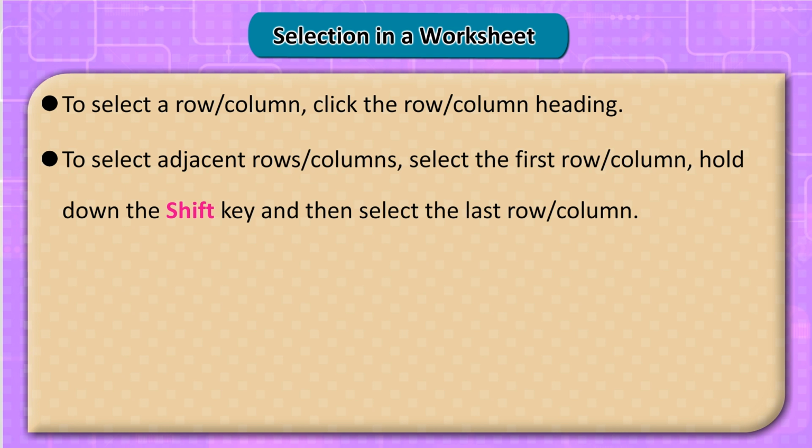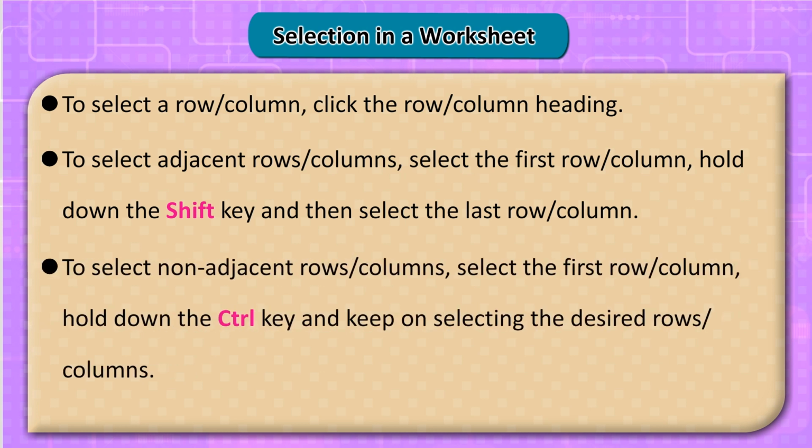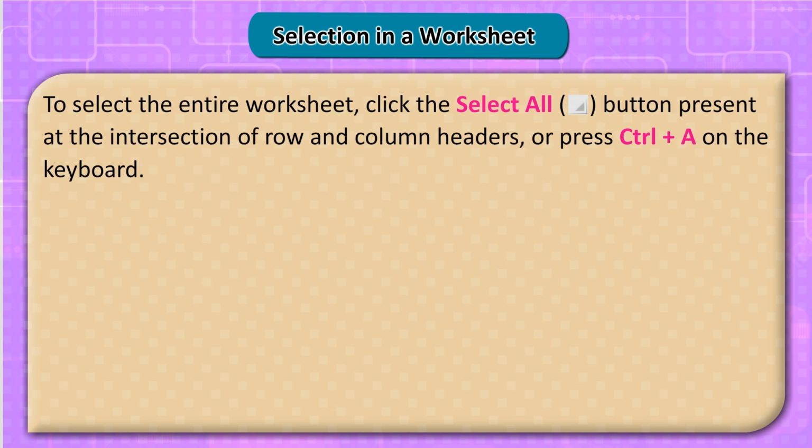To select adjacent rows/columns, select the first row/column, hold down the Shift key and then select the last row/column. To select non-adjacent rows/columns, select the first row/column, hold down the Ctrl key and keep on selecting the desired rows/columns. To select the entire worksheet, click the Select All button present at the intersection of row and column headers, or press Ctrl+A on the keyboard.